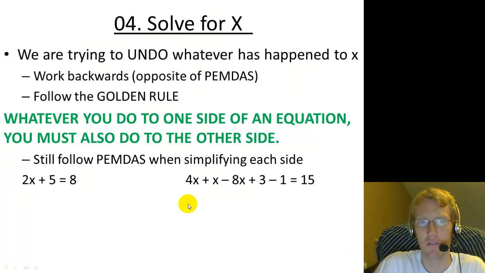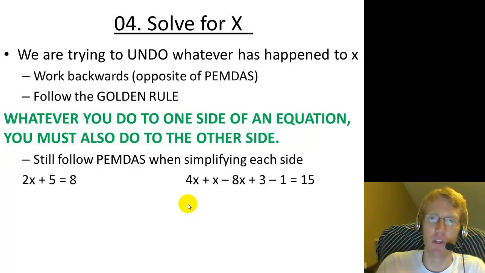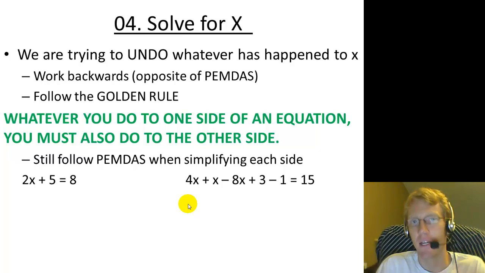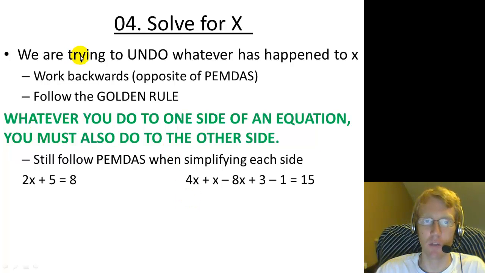Here we're going to learn how to solve for x. We've just finished going over PEMDAS and the order of operations. That was useful for simplifying an expression. Now we're going to be looking at equations, which have an equal sign and something on both sides. So here we're trying to work backwards to find out what the value of x is before all these modifications or changes have happened to it.